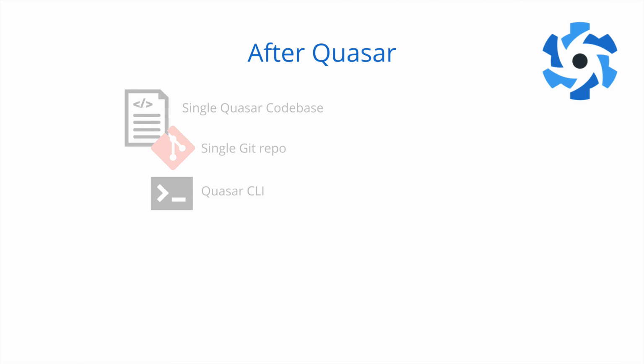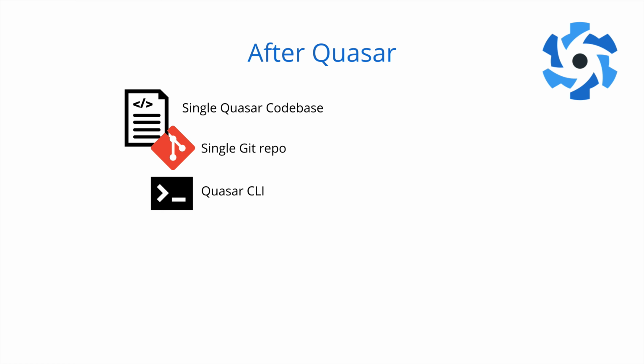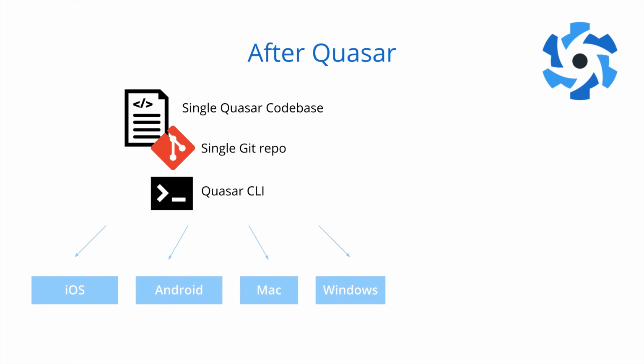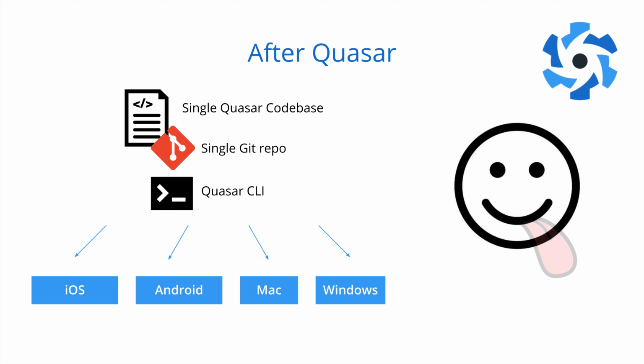But since using Quasar, my projects look more like this. I have a single Quasar codebase, a single Git repo, and for the most part I just use the Quasar CLI to generate all the different versions of the app. And now life is a lot better.